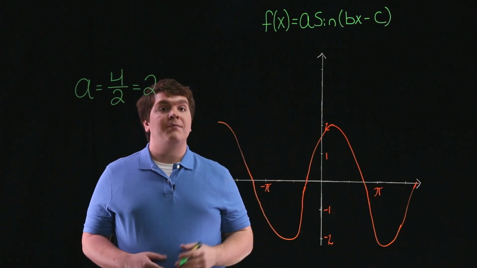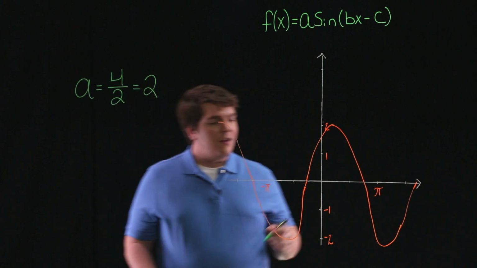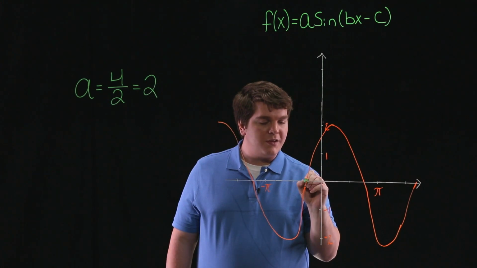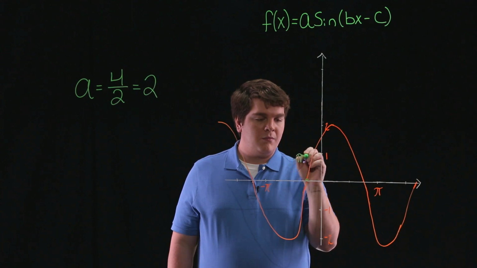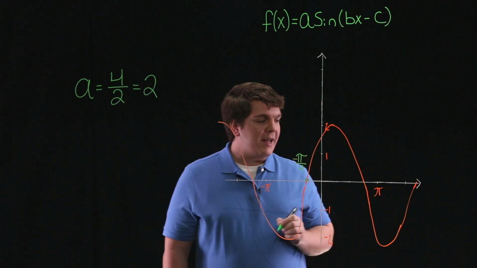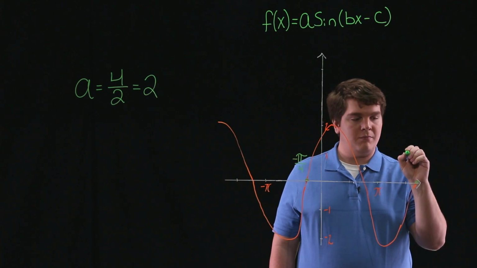Now to find b and c, we'll want to consider one period of our graph. Let's consider the period which starts here at -π/4 and ends here at 7π/4.